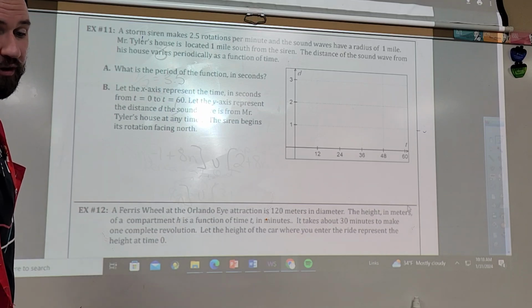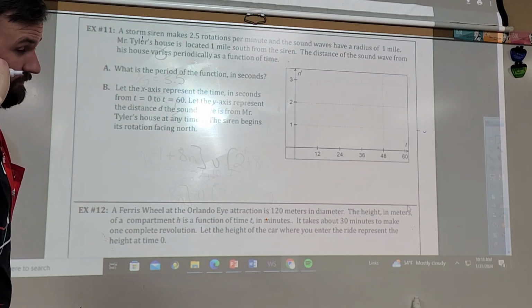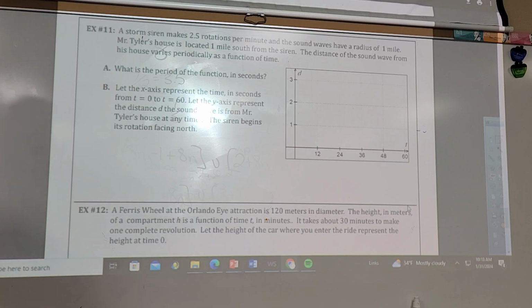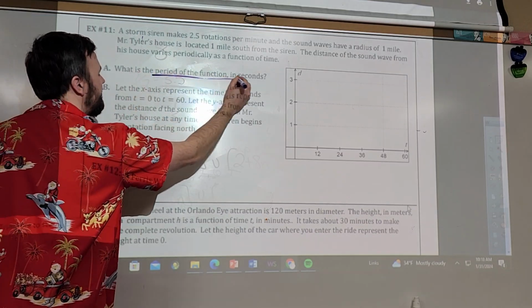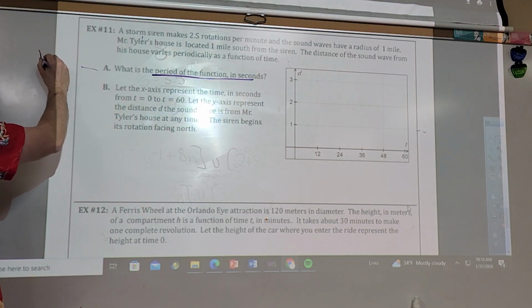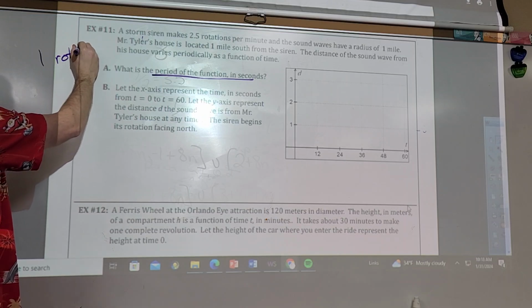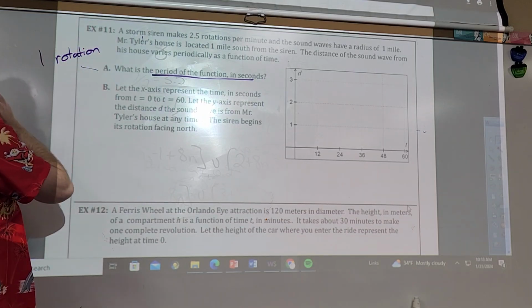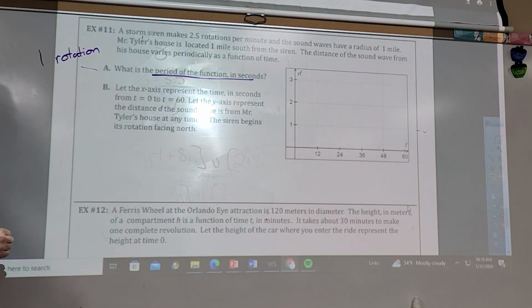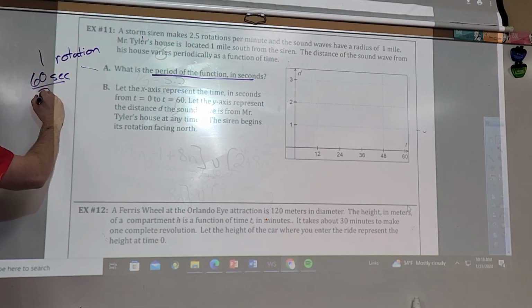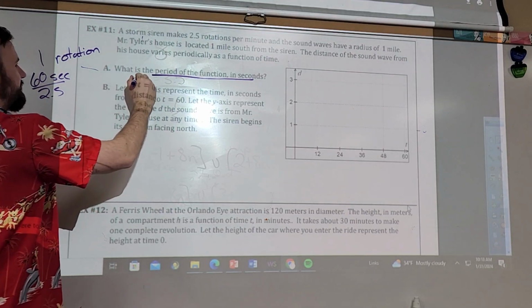So 2.5 rotations per minute. How long does 1 rotation take? What's my period in seconds? So I'm looking for 1 rotation. If it's 2.5 rotations per minute, I'm going to do 60 seconds divided by 2.5, right? And you'll never guess it. It's 24 seconds.